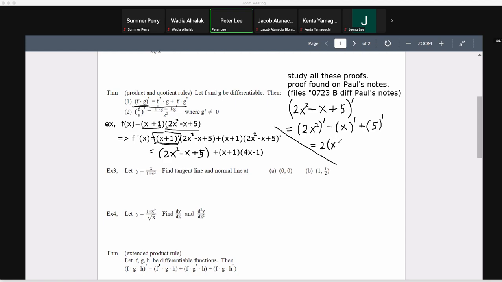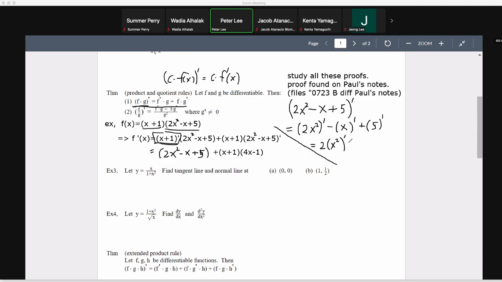I'm now applying the constant multiple formula. The constant multiple formula says that the derivative of c times f of x is the same as c times f prime of x. So that is the constant multiple formula of derivatives. Actually, these formulas don't have official names, so that's what I call it.